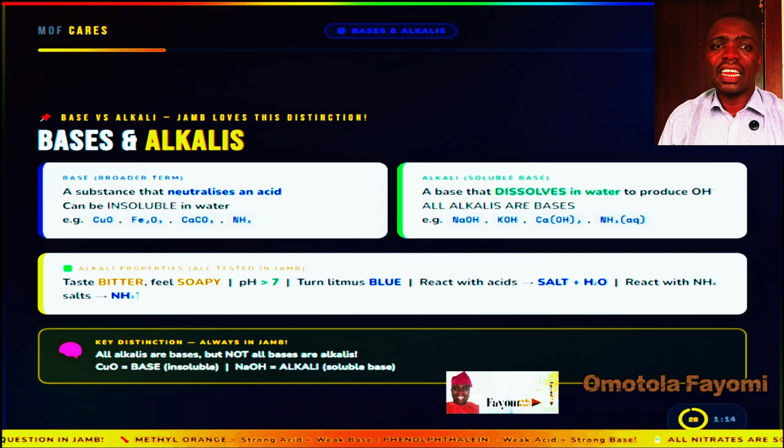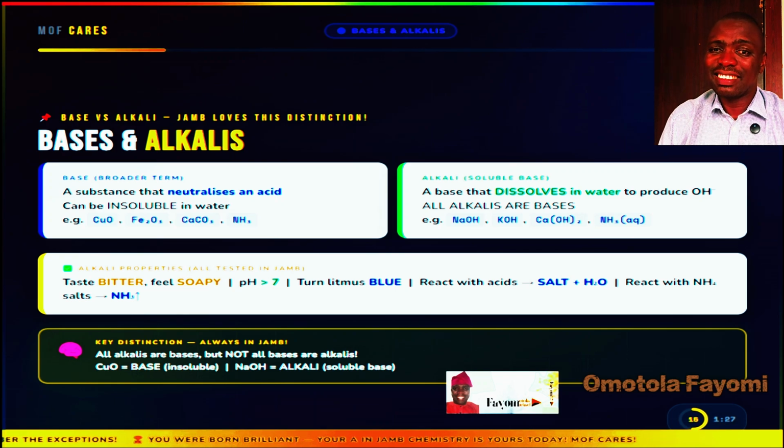Note, an alkali is a soluble base, a base that dissolves in water and produces hydroxide ions, OH-. Sodium hydroxide, potassium hydroxide, calcium hydroxide are alkalis. Ammonia dissolves in water and is also a weak alkali. The key sentence to memorize: all alkalis are bases, but not all bases are alkalis. If a student in your class gets that wrong in JAMB, it is because they did not watch this video.